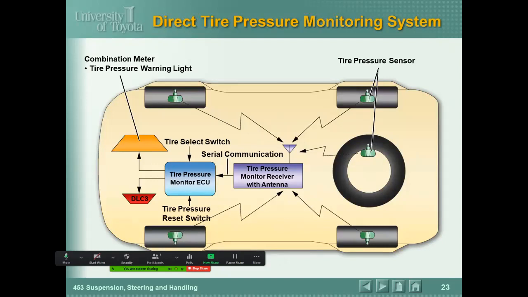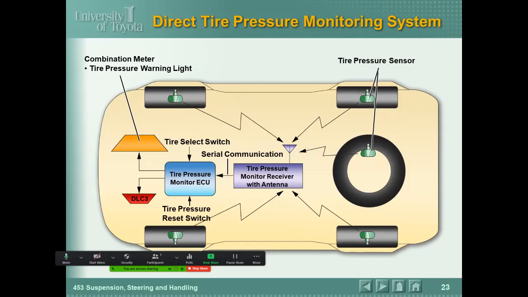All right, so now we're going to move into our TPMS, or tire pressure monitoring system. We're going to have two types. We're going to have direct sensing, which means that we will have a tire pressure sensor in each of our tires. We will also have a tire pressure monitoring ECU, and we have all these other pieces here that are required to operate using these direct type sensing devices.